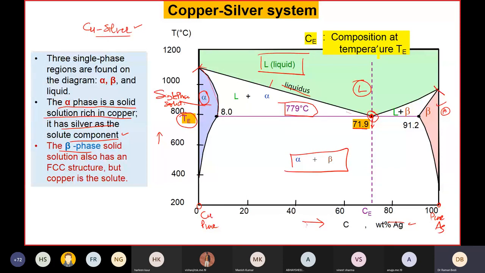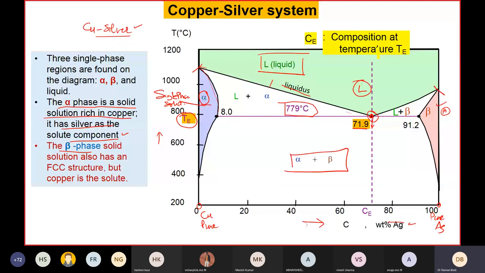It means it's a low melting alloy. If I create an alloy of copper and silver which has 71.9% silver in it, it will melt at 779 degrees. It will have a very low melting point, and it may be desirable for us at certain times to have low melting points.